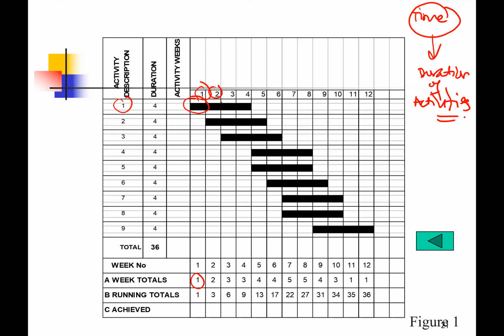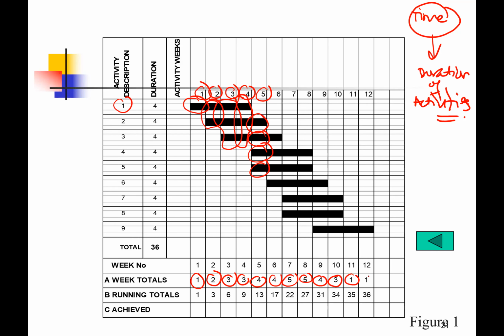On the second week, there are 2 activities running, and both of them run for 2 full weeks, so 2. The third week, there are 3 activities running, 3 weeks. Fourth week, also 3 weeks here. And then the fifth week, there are a lot more: 1, 2, 3, 4. Okay, 4, and similarly, you will get this numbering.